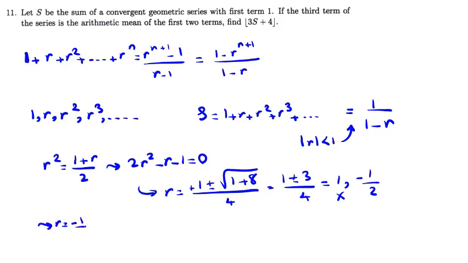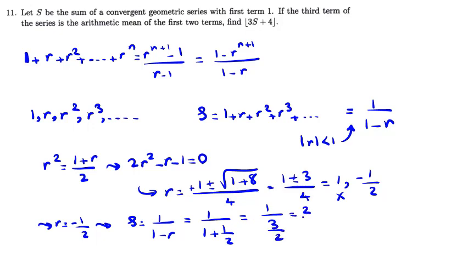So r is negative 1 over 2, and then the problem says 3S plus 4, floor of that. So at first we should find S. S is 1 over 1 minus r, which will be 1 over 1 plus 1 over 2, which will be 1 over 3 over 2, and it's 2 over 3. So 3S plus 4 will be 2 plus 4. So floor of that, because it is an integer, is exactly this 6. So the answer of this problem is 6.